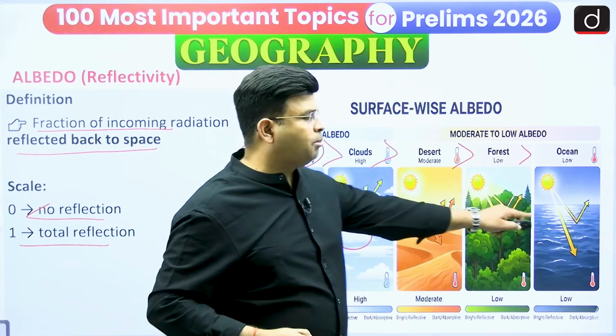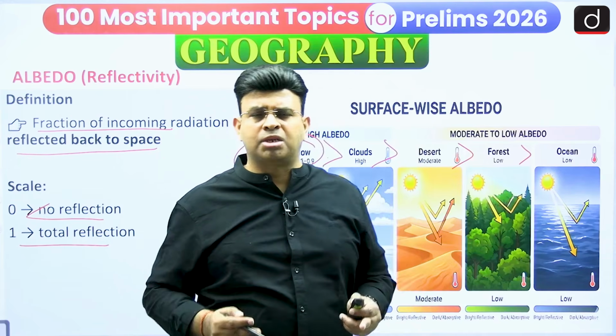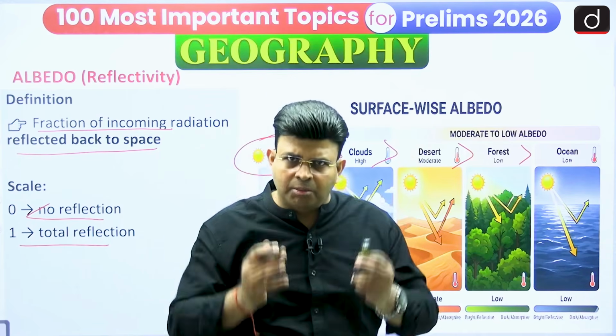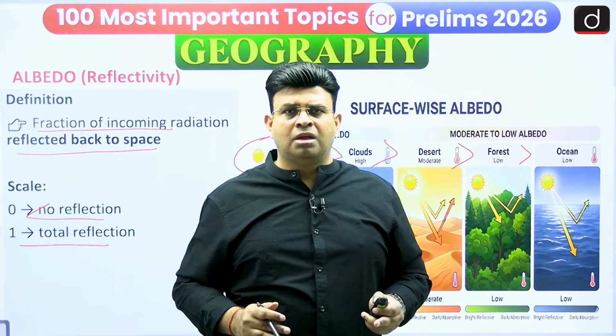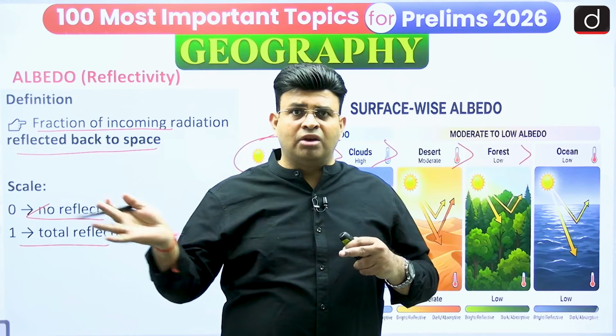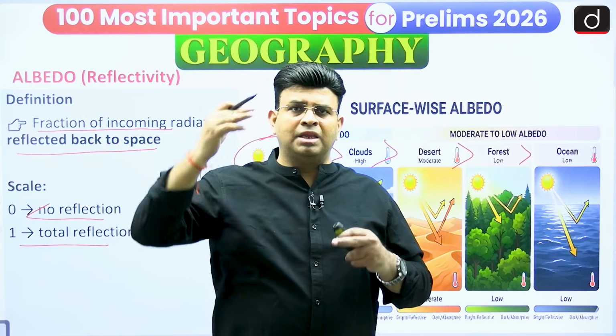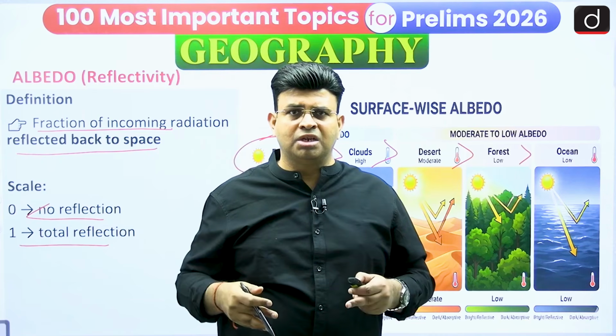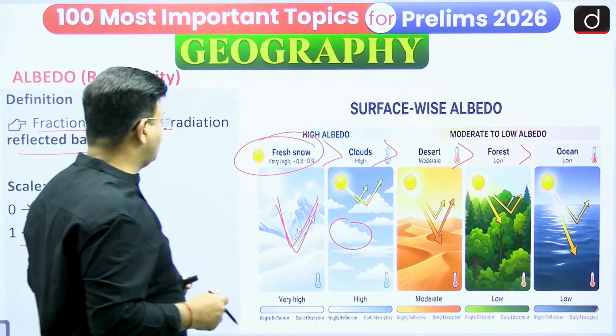With the lowest albedo, the ocean absorbs the largest amount. If the albedo is less, more heat is absorbed and there is more heating. If the albedo is more, more is reflected, less heat comes in, and the temperature is reduced, cooling. So here we have talked about albedo.